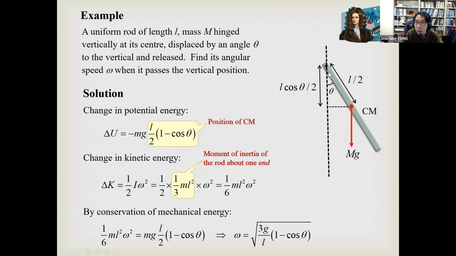Okay. Now I use this point as the reference position for the energy. Okay. And initially, the center of mass is at a distance L over 2. And if this angle is theta, then the height of this center of mass below the point of suspension is L cosine theta over 2. Okay, L over 2 cosine theta. Now, when the rod falls down, at the instant when the rod is along the vertical line, the center of mass will be exactly at the height of L over 2 below the point of suspension.